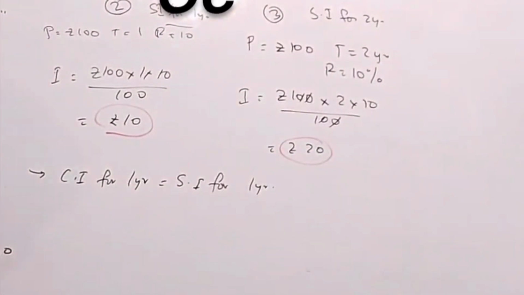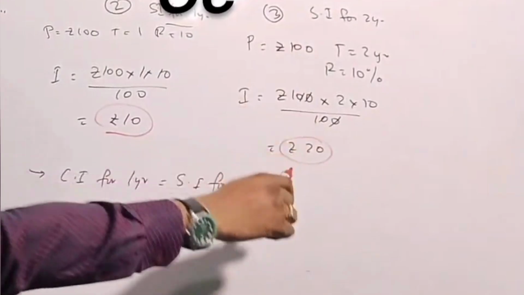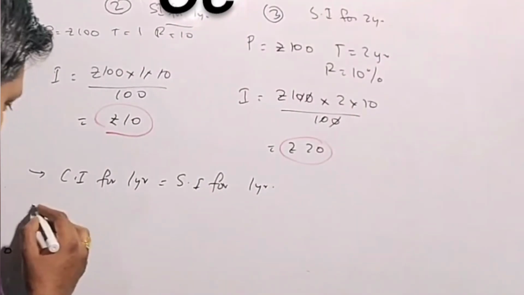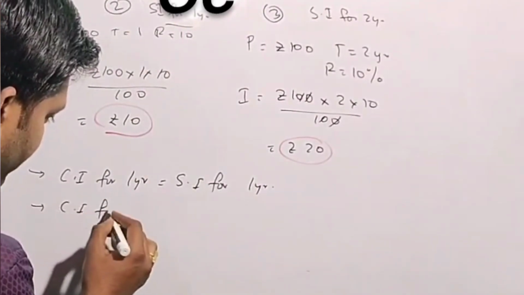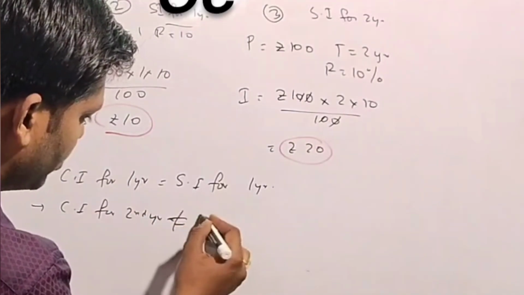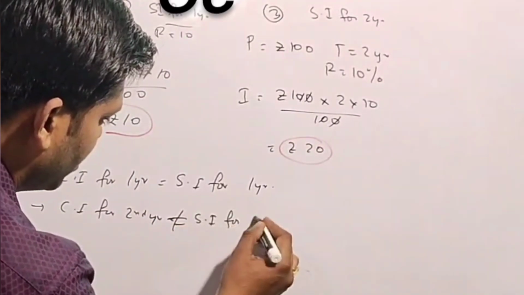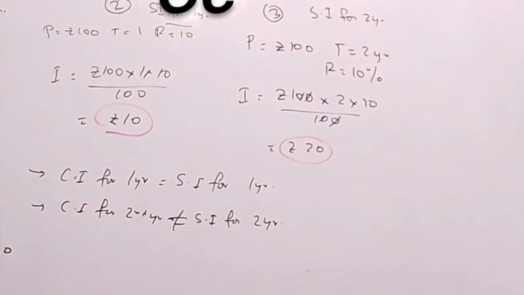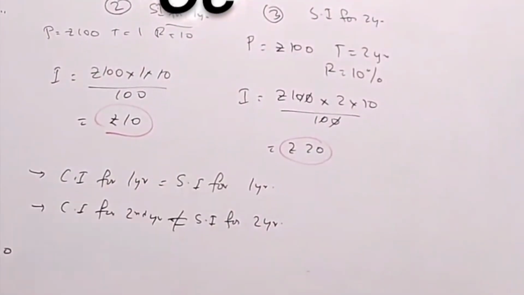Now see the simple interest for 2 years and the compound interest for 2 years. Are the two the same? No, they are not the same. So we can say that compound interest for 2 years is not equal to simple interest for 2 years. You can see from the process that they are not similar. Why are they not similar?